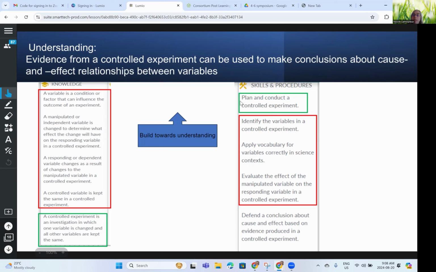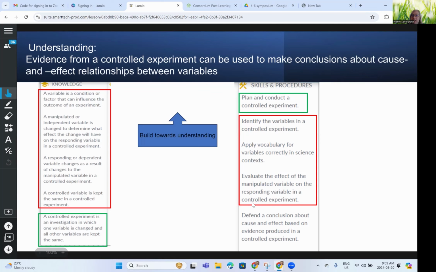So if we look at the skill and procedure in green, it says plan and conduct a controlled experiment. If they need to plan and conduct it, they need to know what it is. So if you go to the knowledge statement, it says it has one variable. We talked about that. Let's go back in red in the skills and procedures. It says identify the variables. Okay, so students need to identify them. They need to apply the vocabulary and use it in different contexts. And then, and we're going to get into this when we look at classroom examples, they need to evaluate the effect of the manipulated variable and the responding variable in a controlled experiment.